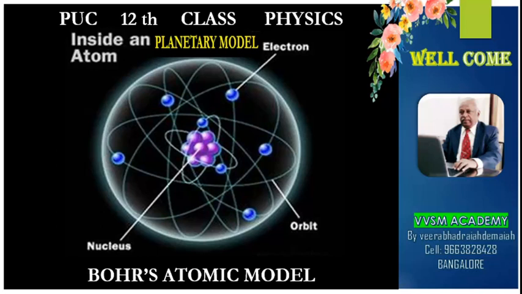Bohr's atomic model. Well friends, today before going to discuss about the Bohr's atomic model, we should know about the structure of atom. Atom consists of electrons, protons and neutrons. The protons and neutrons are packed together in the nucleus, and the electrons are revolving around the nucleus of an atom. This is the fundamental structure of an atom.